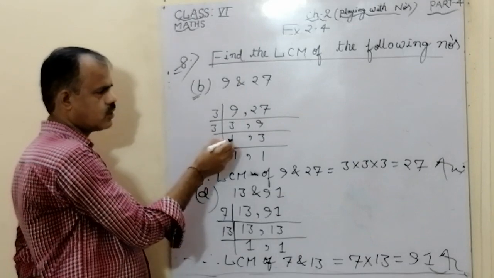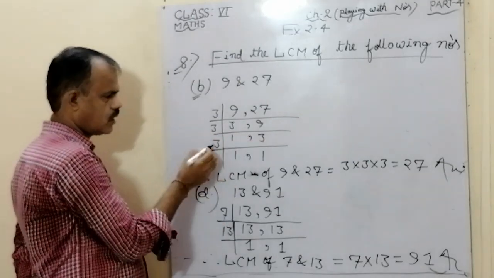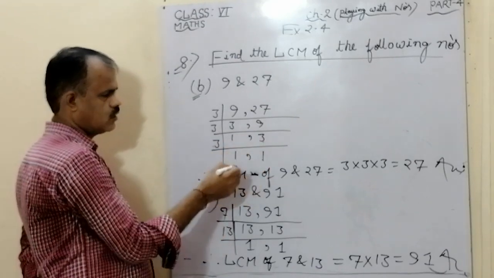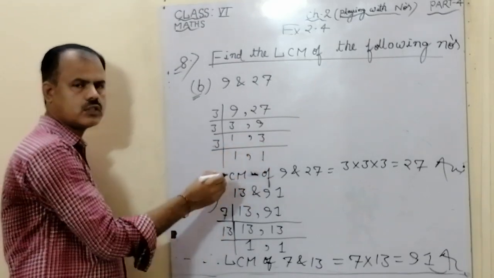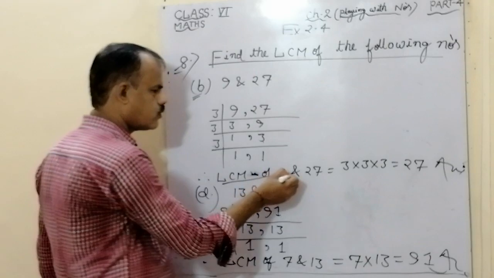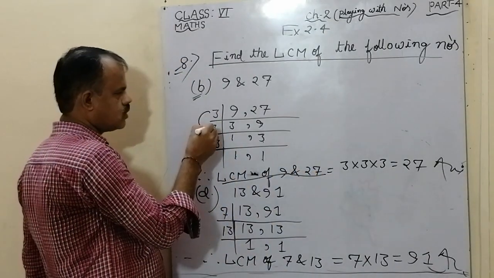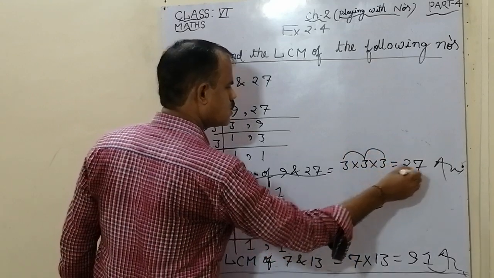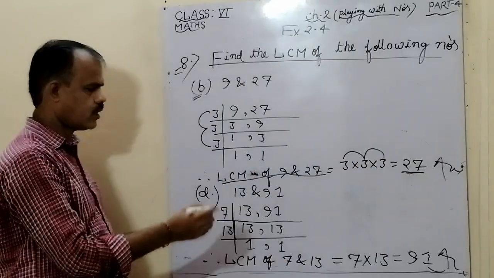Again 3, 3 1s are 3, 3 3s are 9. Again 3. This is 1 and 3 1s are 3. So here you see 1 and 1 are there. So the LCM of 9 and 27 is 3 into 3 into 3. 3 into 3 is 9, 9 3s are 27. And this is the final answer.